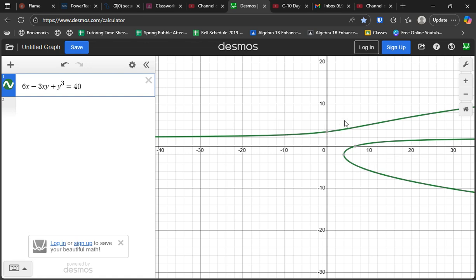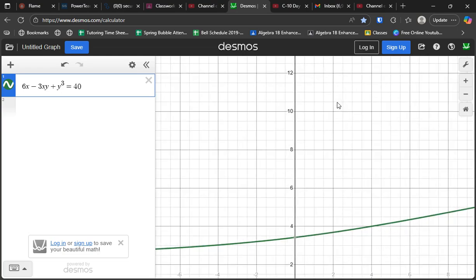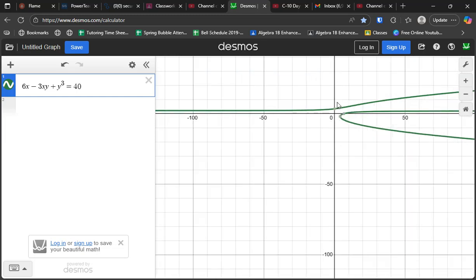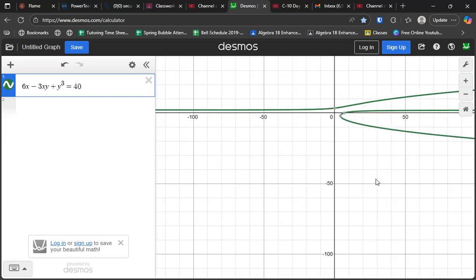And yeah, you can keep zooming out, but I think we pretty much have the whole picture there, but no actual horizontal tangent lines.